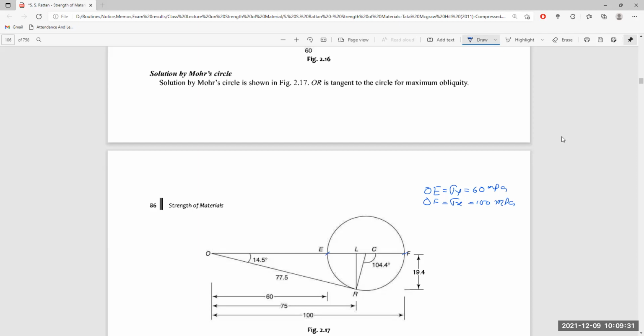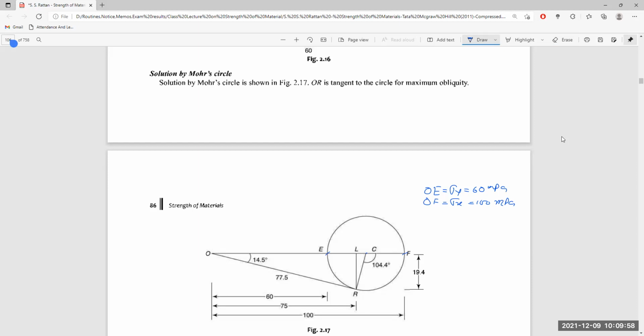So by taking its center with the difference between E and F and the center of this DF, we can draw a triangle and draw the circle, which is the Mohr circle. Now, here we should know the tangent to this triangle OR is supposed to be the of maximum obliquity.